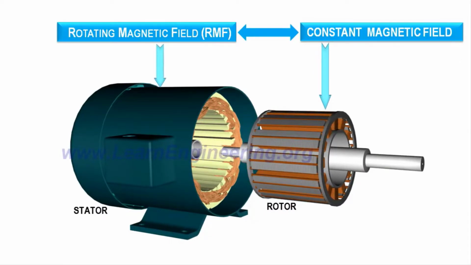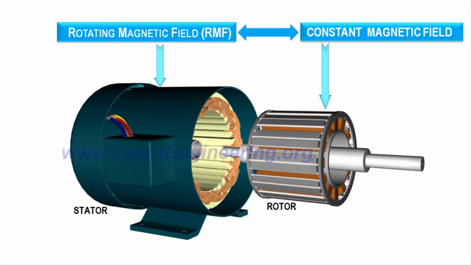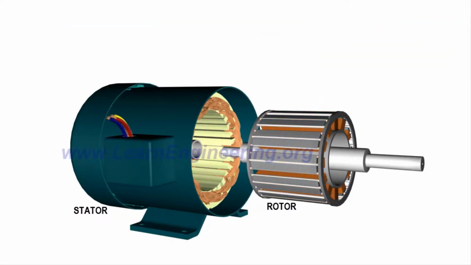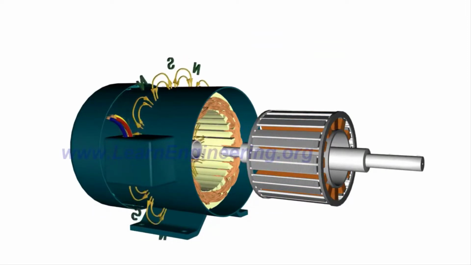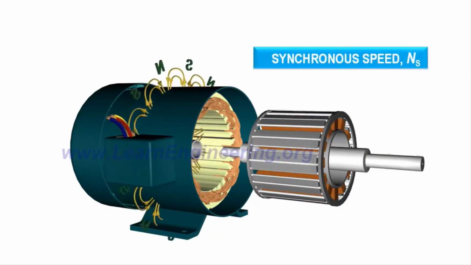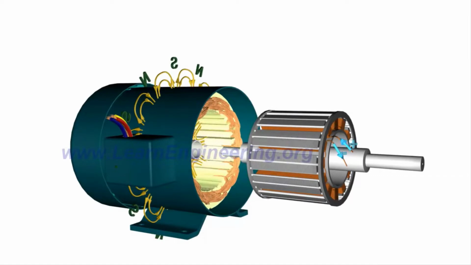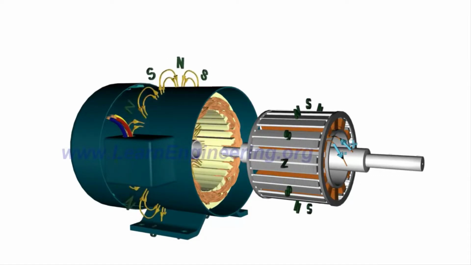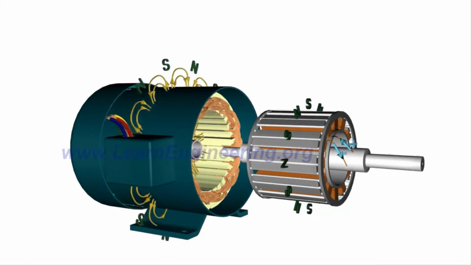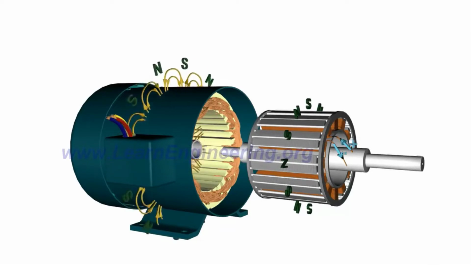The field coil of stator is excited by a three-phase AC supply. This will produce a revolving magnetic field, which rotates at synchronous speed. Rotor is excited by a DC power supply, so it acts like a permanent magnet. Alternatively, rotor can also be made of permanent magnet.